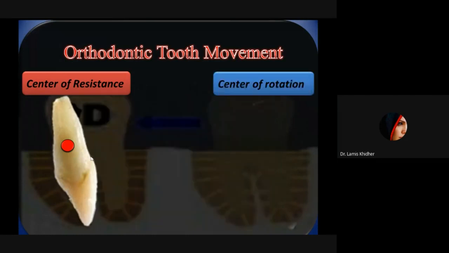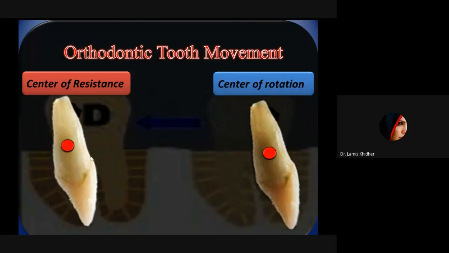Now, what I mean by the center of resistance is the point present on the tooth around which the tooth will be moved. What I mean by center of rotation is a point present on the tooth around which the tooth rotates around itself. So the most important thing for the center of rotation is that we have 4 positions of it. For the center of resistance, we have only 1 position.